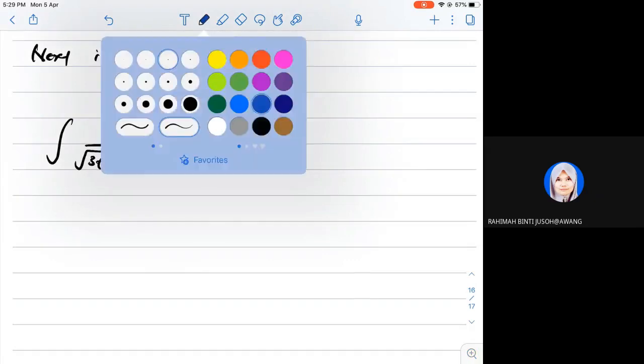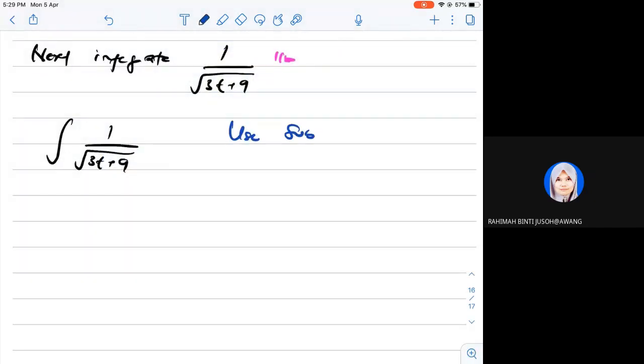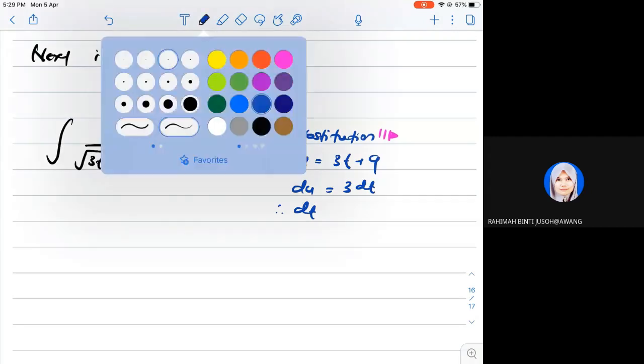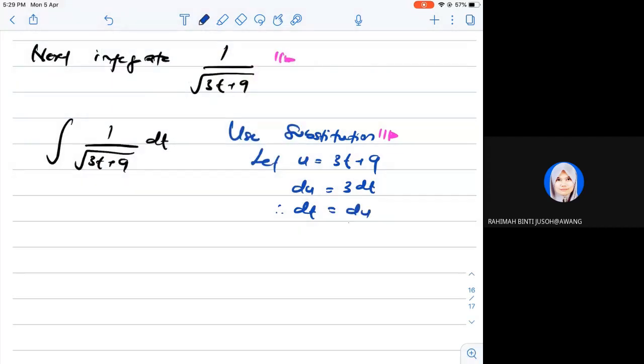Okay, so we use substitution. Alright, substitution. Betul. Okay, we let u equals to 3t plus 9. So we differentiate u, we will get 3 dt. So dt, we leave it, so dt is equivalent to du over 3.